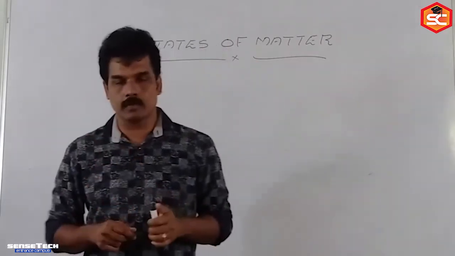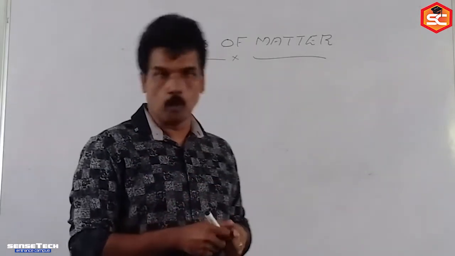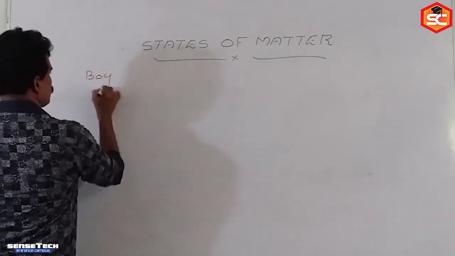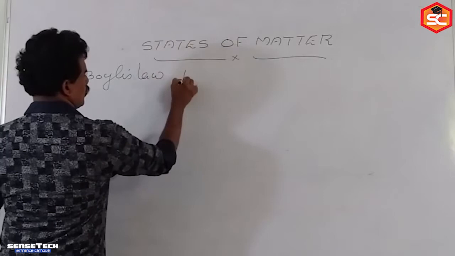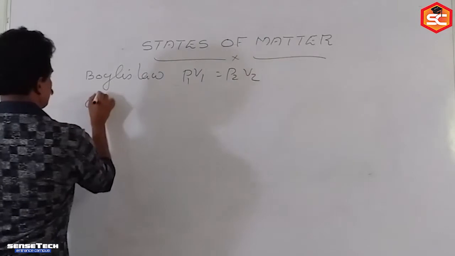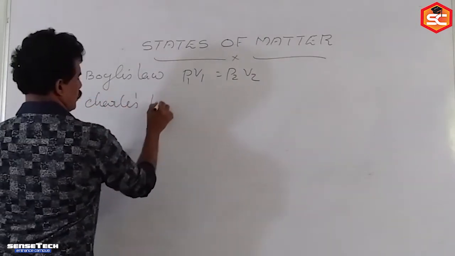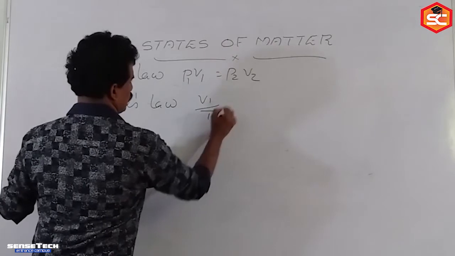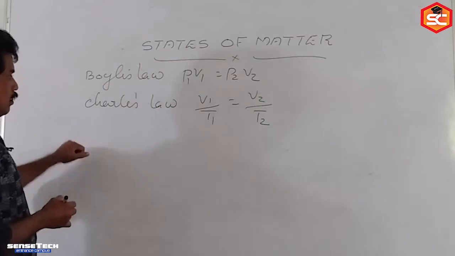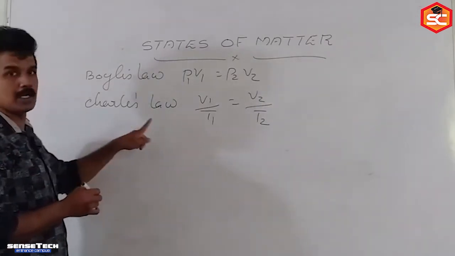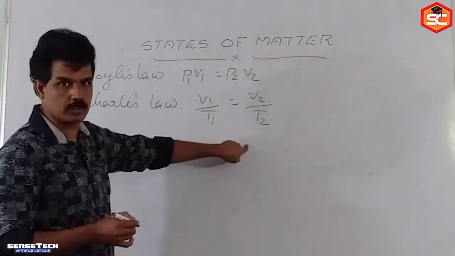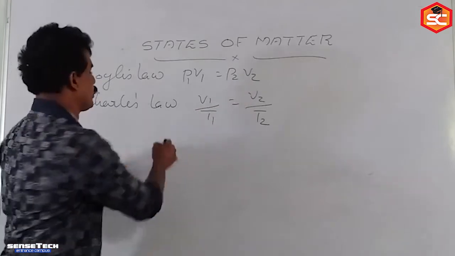Then we studied the gas laws. The first one we studied was Boyle's law. What is the expression for Boyle's law? P1 V1 is equal to P2 V2. Then we studied Charles' law: V1 by T1 is equal to V2 by T2. Then Gay-Lussac introduced a similar relation: P1 by T1 is equal to P2 by T2.